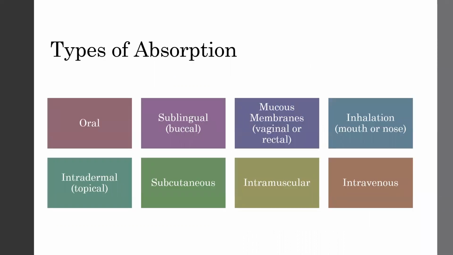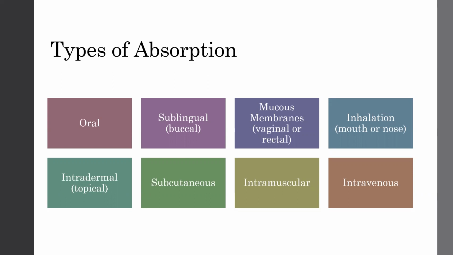The different types of absorption that we have are oral, which would be like taking a pill or a liquid and swallowing it. Sublingual goes underneath the tongue, whereas buccal goes in the side of the mouth by the cheeks, and it's absorbed by our glands in the mouth. Mucous membrane absorption can be done vaginally or rectally. Inhalation can be done through the mouth or the nose. Intradermal are topical medications.